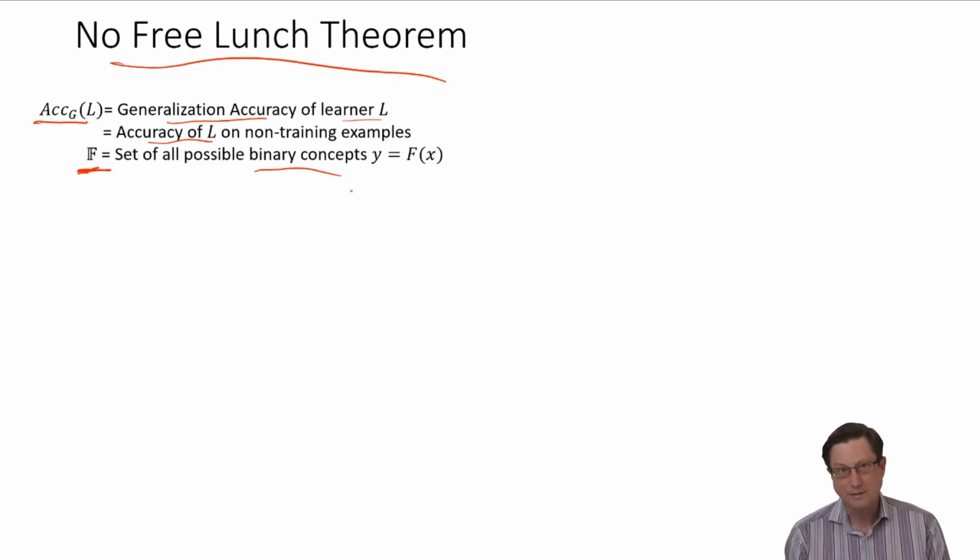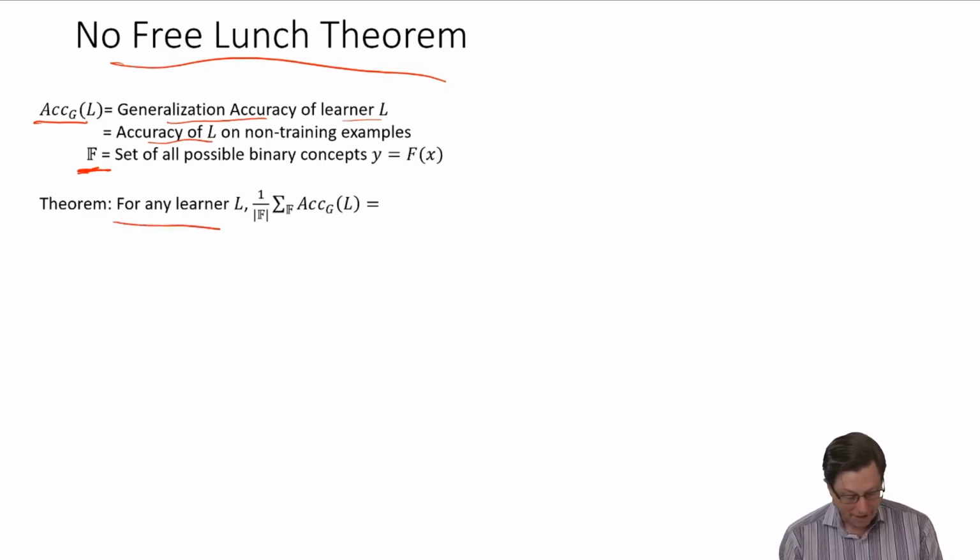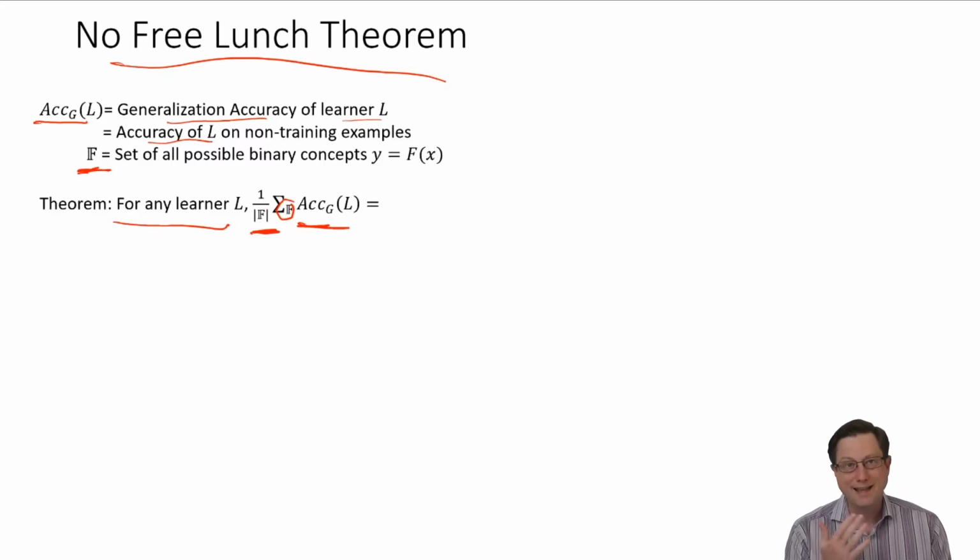I don't think binary is important, but there's every possible y equals f of x that you can think of that's possible in the world that you're working in. Then there's this theorem, the no free lunch theorem. What it says is that for any learner that you have, this is the average generalization accuracy over every possible concept. And what do you think it is? The average generalization accuracy over every possible concept.